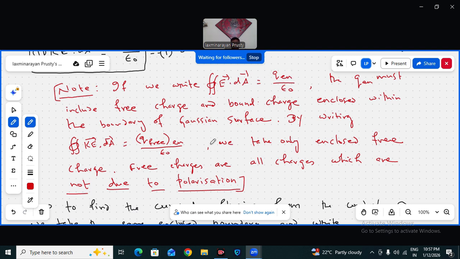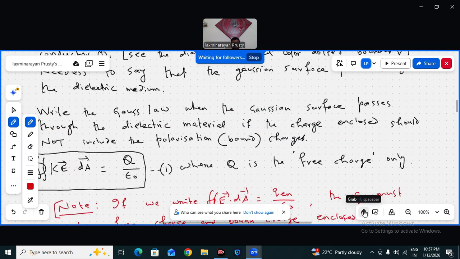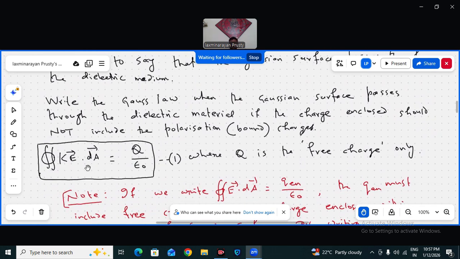But if I want to write only the free charge, which I have been doing so far using Gauss law, then what should I do? I write the Gauss law like this: integral of K E dot dA. Later in higher class we will call it the displacement vector, but forget about it for now. So integral of K E dot dA, K is the dielectric constant. I am taking a homogeneous medium, so K is the same throughout, is equal to the free charge enclosed by epsilon 0. Very important: Q is the free charge, only free charge.